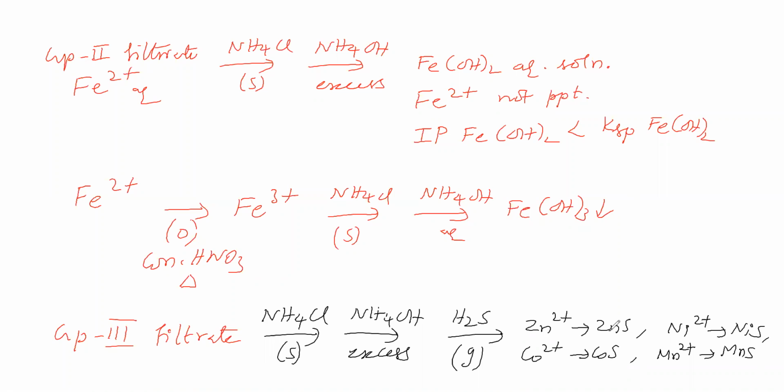Now, group 4 cations precipitate as sulfides. Group 1 cations precipitate as chlorides. Group 3 cations precipitate as hydroxides. Group 4 cations precipitate as sulfides. What about group 2 cations? Group 2 cations precipitate as what, you see?